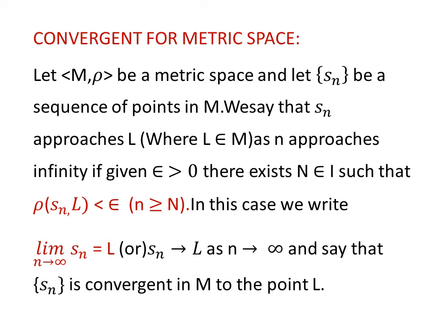Convergence in a metric space. Let (M, rho) be a metric space and let Sn be a sequence of points in M. We say that Sn approaches L, where L belongs to M, as n approaches infinity, if given epsilon greater than 0, there exists N belonging to the natural numbers such that rho of Sn, L is less than epsilon for all n greater than or equal to N. In this case, we write the limit as n tends to infinity of Sn equals L, or Sn tends to L as n tends to infinity, and say that the sequence Sn is convergent in M to the point L.